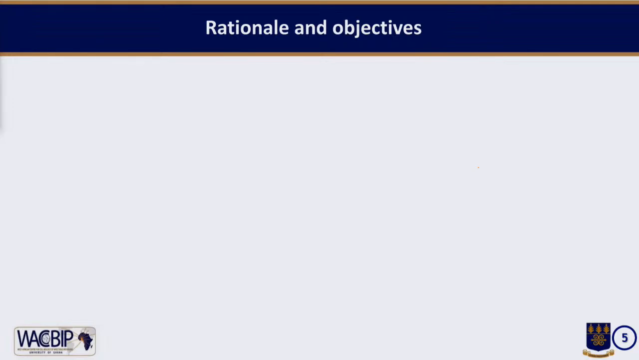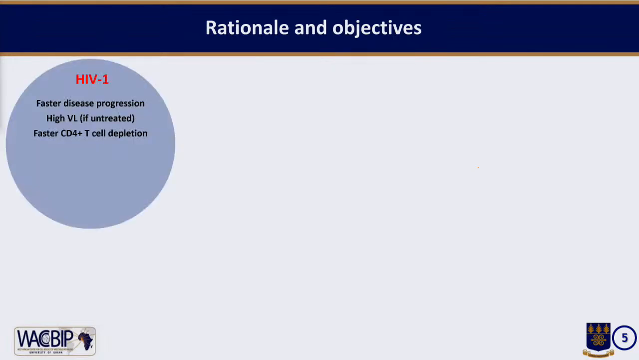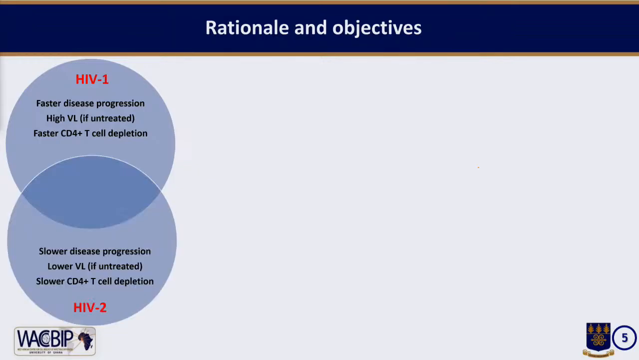So the rationale of this study is that we know that there is HIV type 1 and it has been extensively studied, and what we know is that the virus usually progresses very fast. It's a faster progressing virus. It also usually has high viral loads, and these individuals experience CD4 depletion very fast compared to HIV type 2.